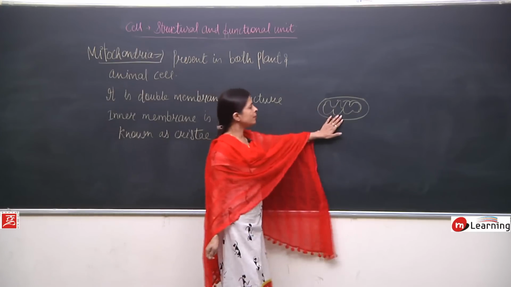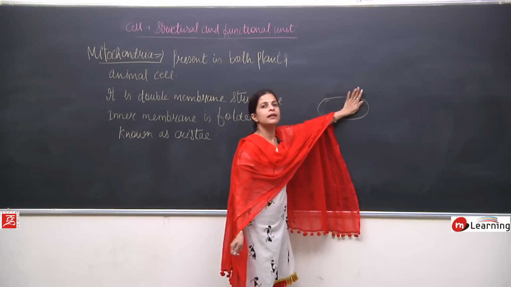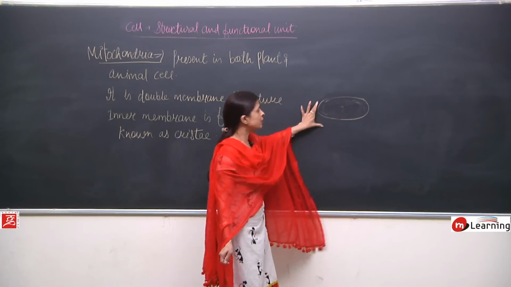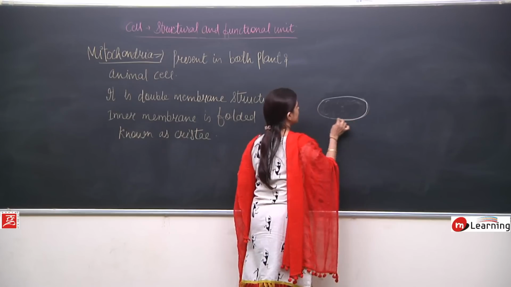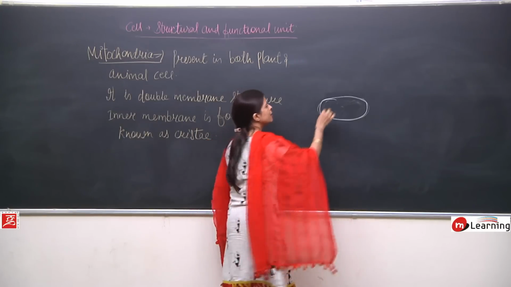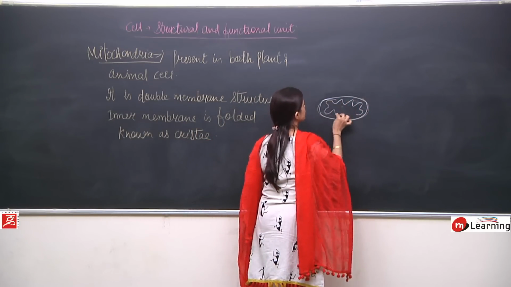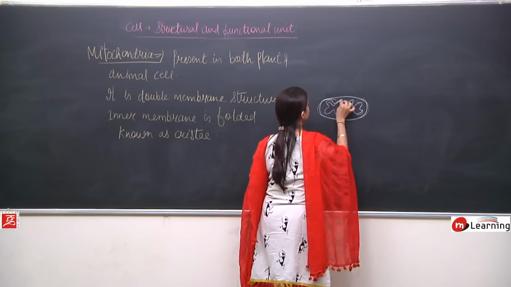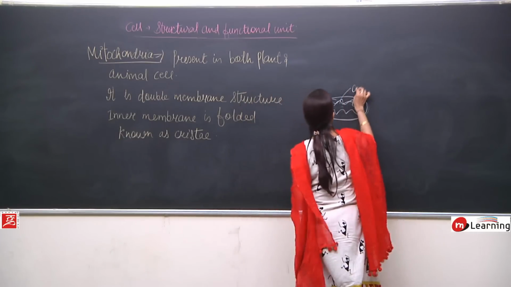This is the outer membrane and the inner membrane. This one is the outermost. This is the outer membrane and the inner part. The inner membrane has got folds and these folds are known as cristae.